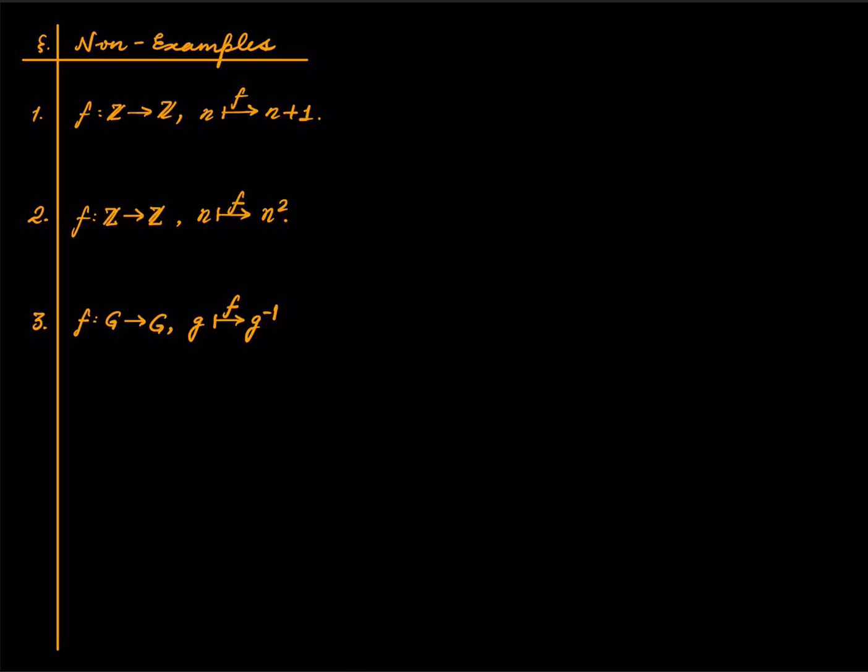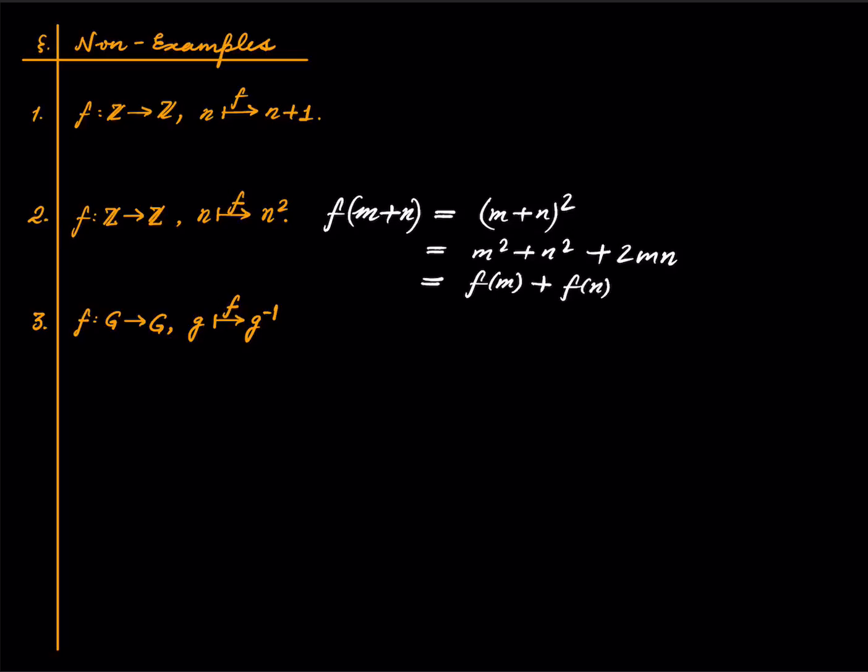This is not a group homomorphism because, well, let's just compute what is f of m plus n. That is, by definition, the square of it, which is m squared plus n squared plus 2mn. Now, m squared is f of m, n squared is f of n, but there is some extra thing, which is non-zero in general. So what we see is that this equality is not happening, and therefore this is not a group homomorphism.